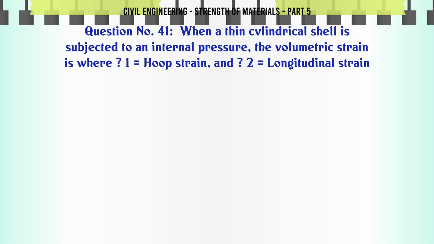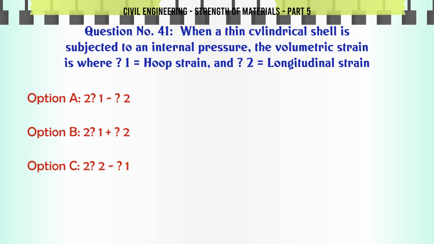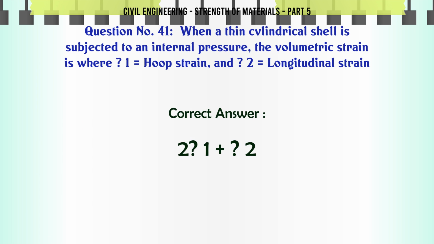When a thin cylindrical shell is subjected to an internal pressure, the volumetric strain is, where ε1 is hoop strain and ε2 is longitudinal strain: A. 2ε1 + ε2, B. 2ε2 + ε1, C. 2ε2 + 2ε1, D. 2ε1 + 2ε2. The correct answer is 2ε1 + ε2.